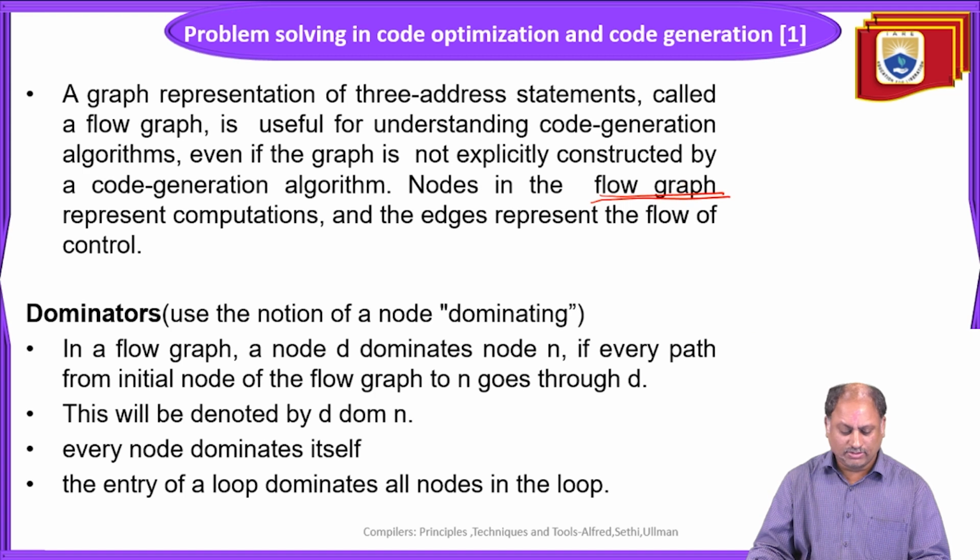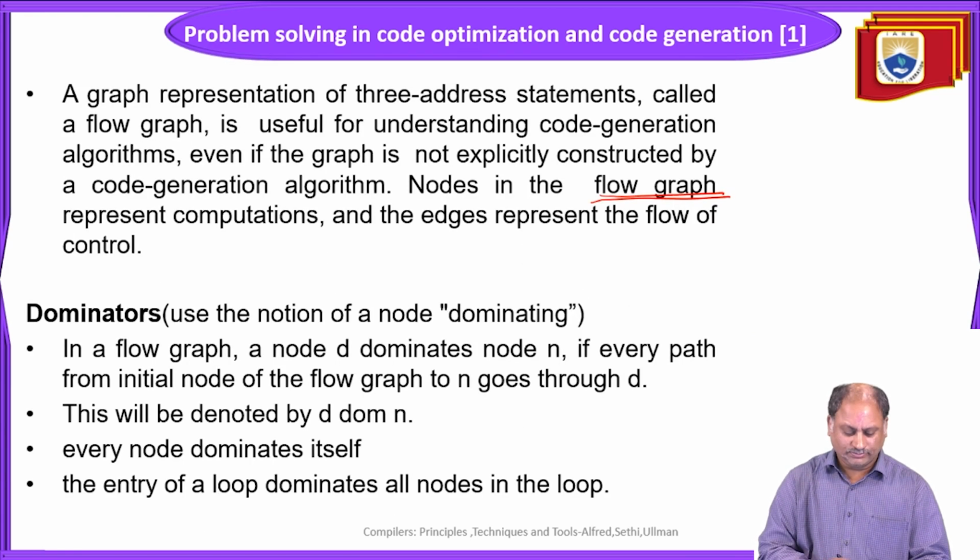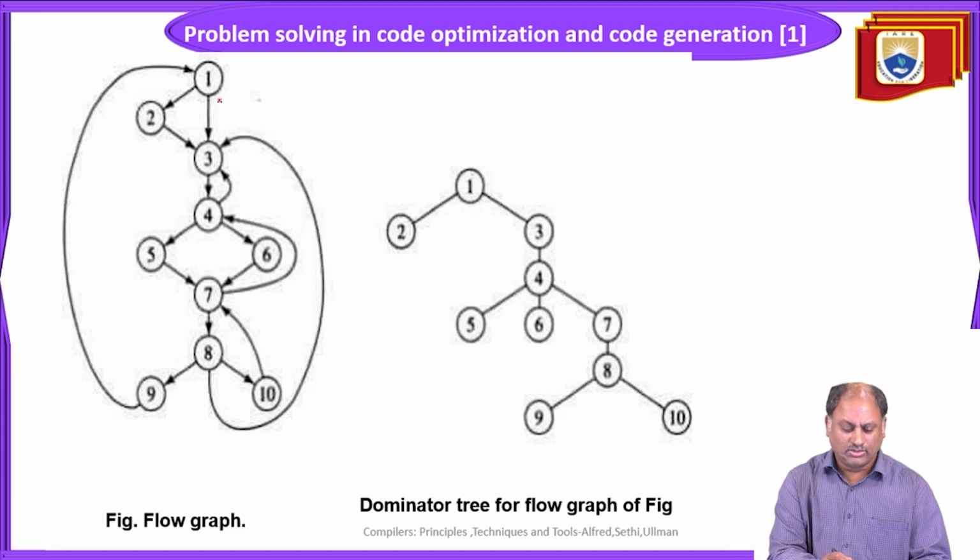So this flow graph computations, which is used for the entry node, says D dom, which describes this one as the dominator. That means dominating nodes through N. Here, nodes in the flow graph represent several computations. Edges represent the flow of control. So here, node 1 to node 10.